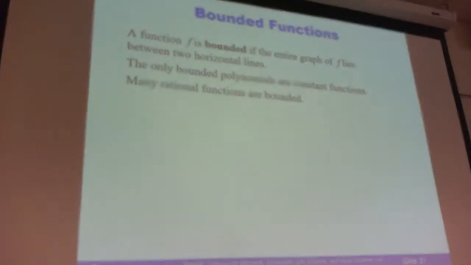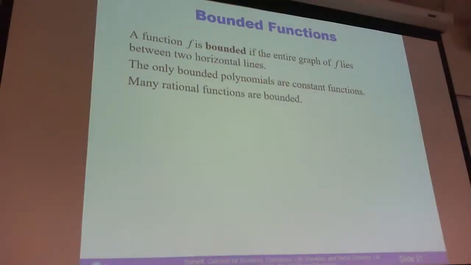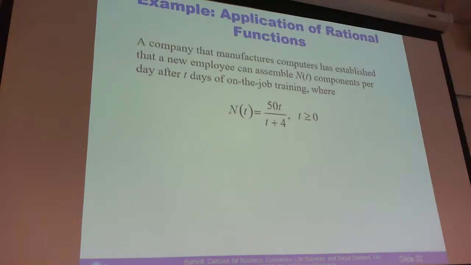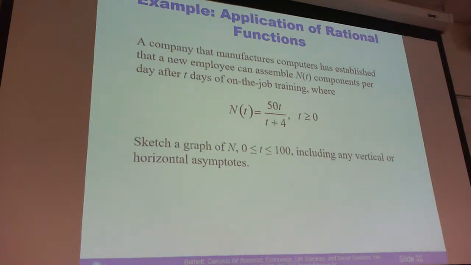Okay? A function f is bounded if the entire graph of f lies between two horizontal lines. The only bounded polynomials are constant functions. Many rational functions are bounded. Okay? So if I had a company that manufactures computers and established that a new employee can assemble N(T) components per day after T days of on-the-job training, where N(T) equals 50T over T plus 4, but T has to be greater than or equal to 0. What I want you to do is that we're going to do the graph from 0 to 100, and I want you to tell me, are there any vertical or horizontal asymptotes?